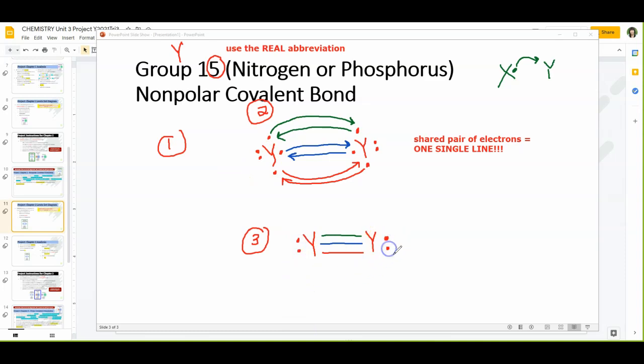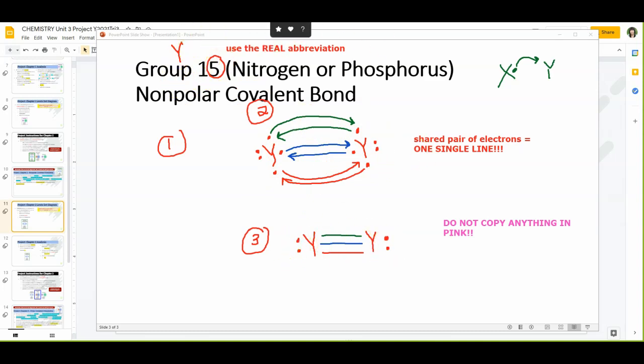All right, this is the final answer here, but let's actually prove to ourselves that this works. Please do not copy anything in pink. Again, your diagram should look identical to this, except instead of Y's, you should have N and N or P and P if you were a group 15 element, okay?